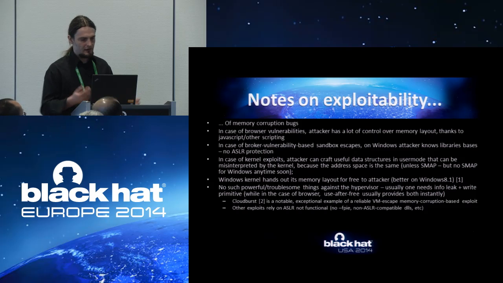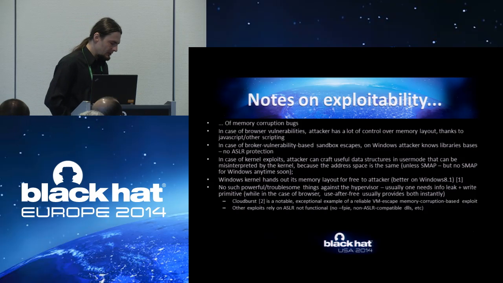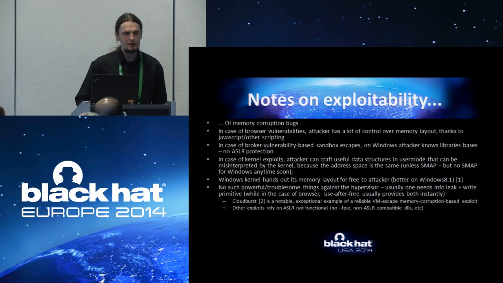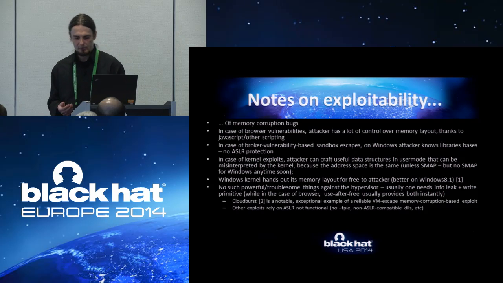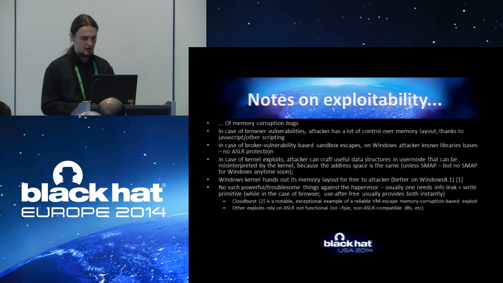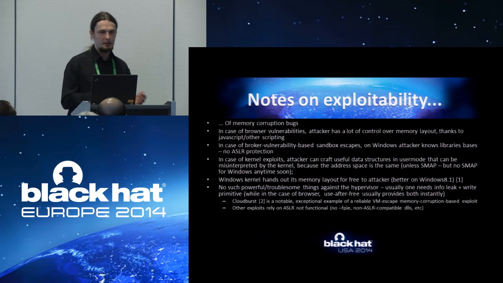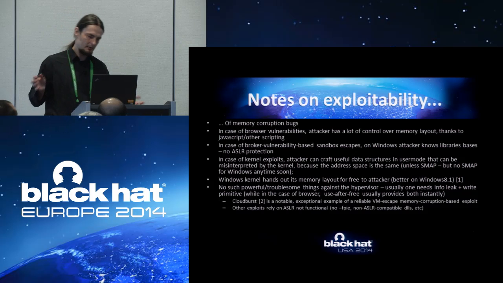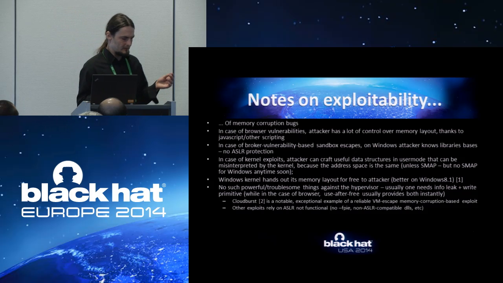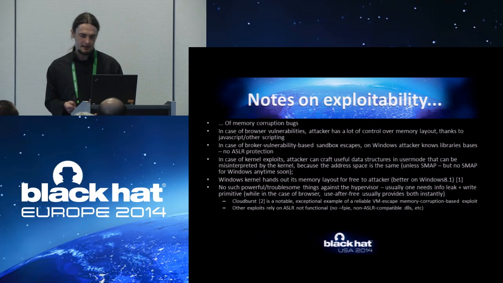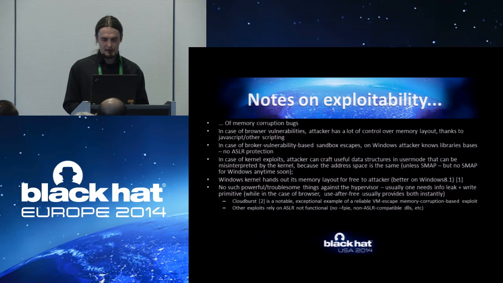Finally, if you think about exploiting browser vulnerabilities, the reason why they are so effectively and reliably exploited is, again, because an attacker has a lot of control over the memory layout in the browser. Mostly because it can use JavaScript, and it can do things like heap feng shui, so allocate some heap blocks that will be aligned in a proper way, and that creates the memory layout required for the exploitation.